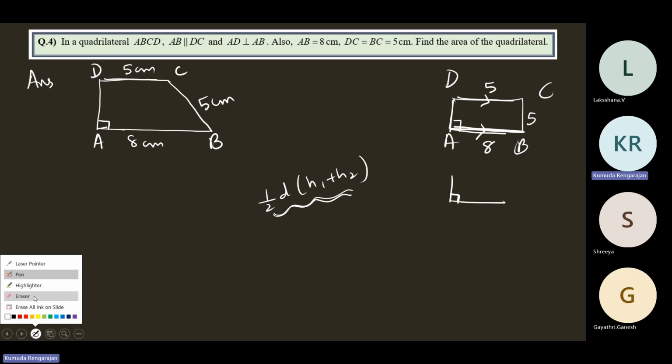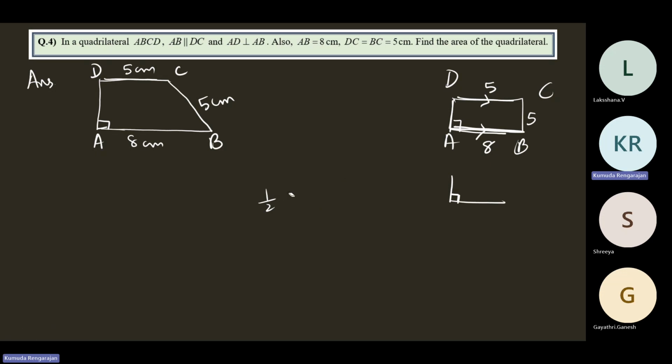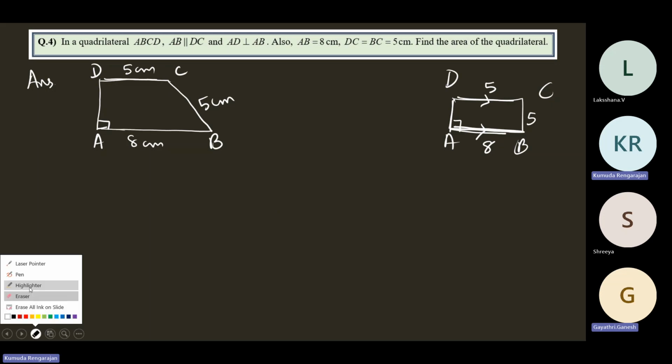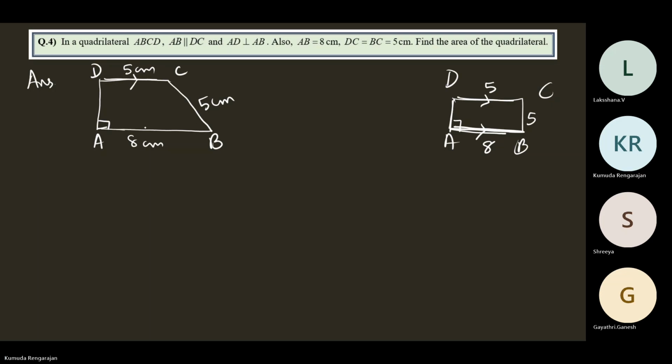Now, what special name can you give this figure, children? One pair of opposite sides is parallel. So, what special name can you give? It's a trapezium, right? Because one pair of opposite sides is parallel. Now, what's the formula to find the area of a trapezium? Online students, the formula to find the area of a trapezium?